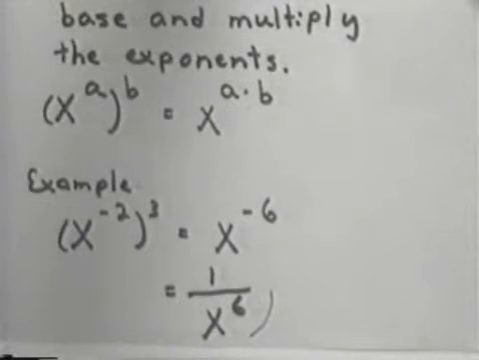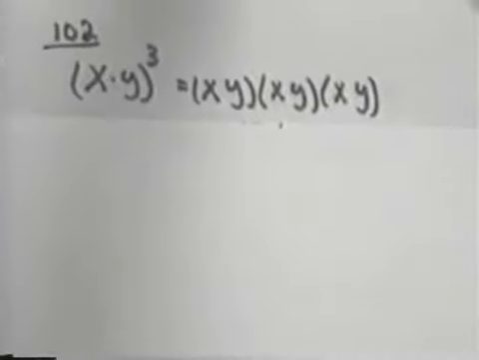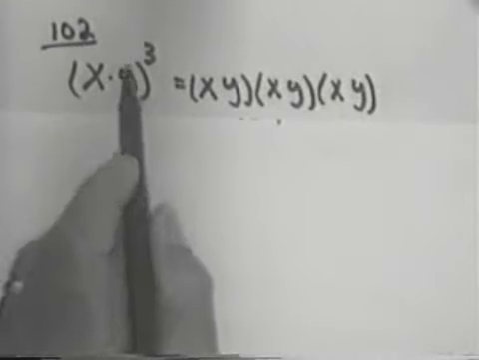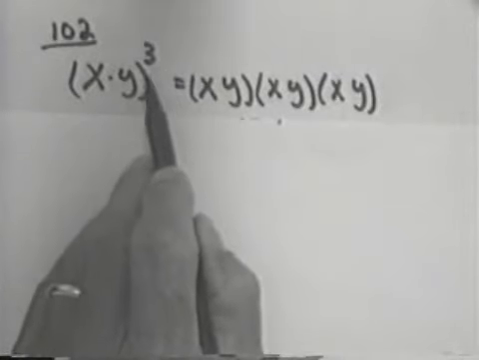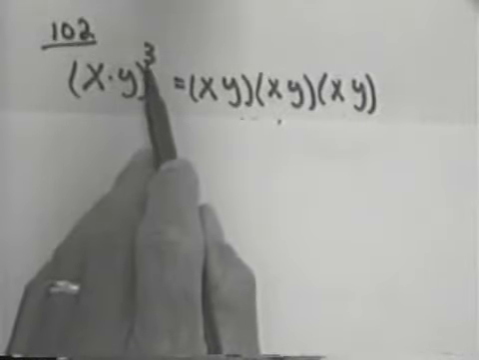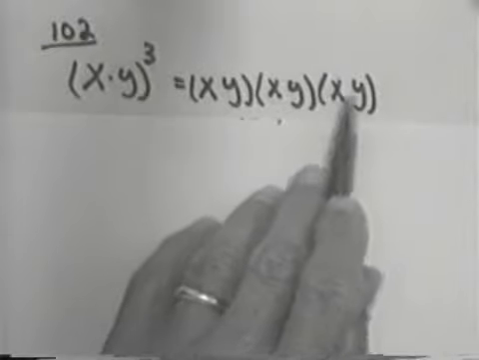There's one more rule of exponents that we need to develop. For that one, let's consider x times y cubed. So we have x times y inside the parentheses raised to the third power. Now x times y raised to the third power means xy times xy times xy.